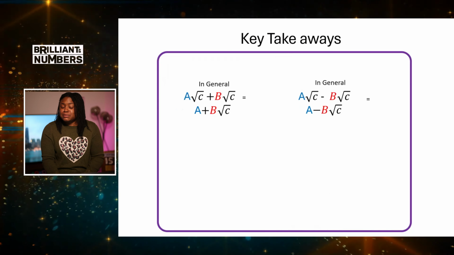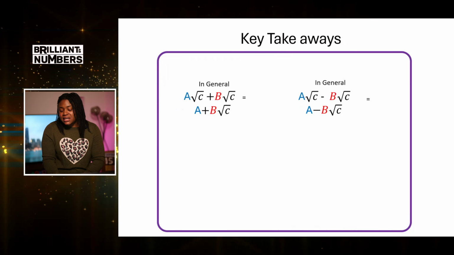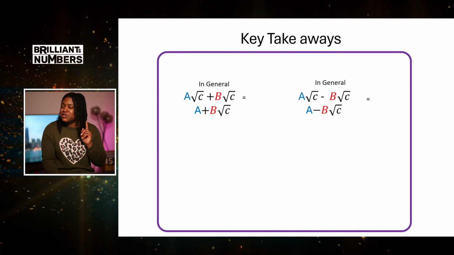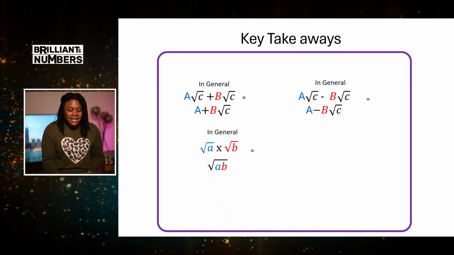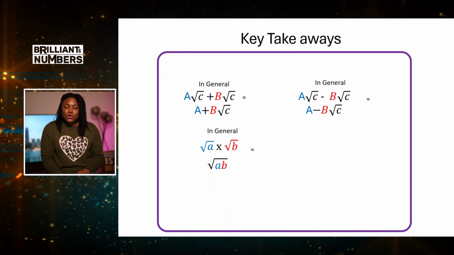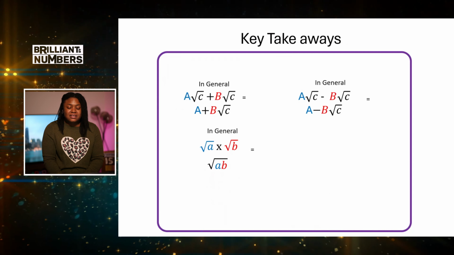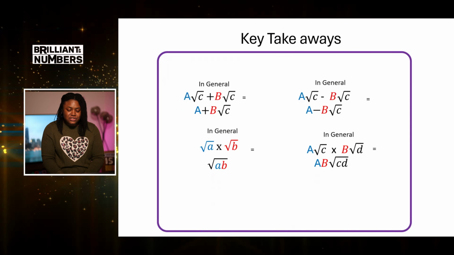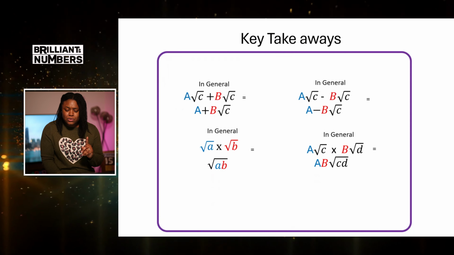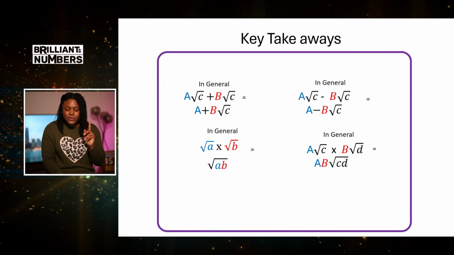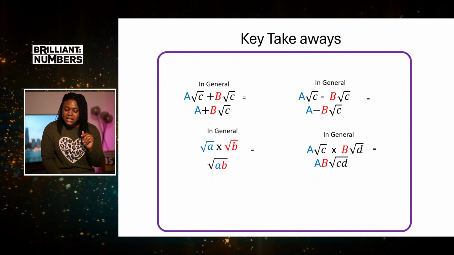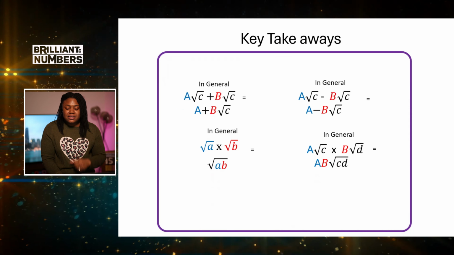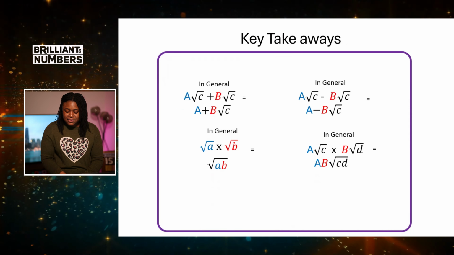Then we looked at the subtraction. So A root C minus B root C will always be A minus B root C. And then for multiplication, root A times root B is equal to root AB. And then for division, before we get to division, what if we have coefficients? So if we have coefficients, then A root C times B root D will always be AB root CD.